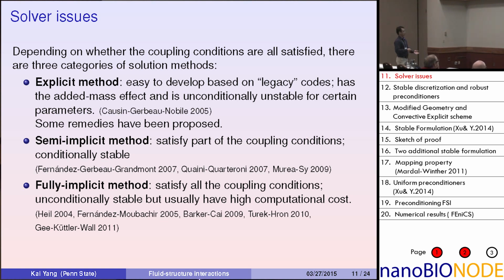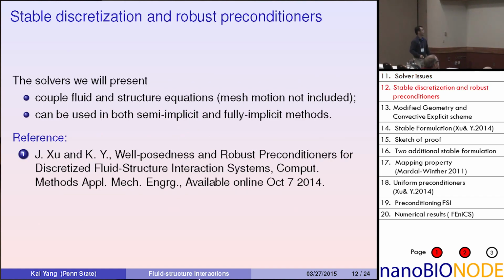For the implicit method, there is semi-implicit and the fully implicit method, so that they will be more stable. Our solver study is for these two implicit methods, so that hopefully we can improve the solver and it can be solved efficiently. So the solver we will present will couple the fluid and the structure equations. Note that the mesh motion will not be included in the linear system, so it can be used in both semi-implicit and fully implicit method.